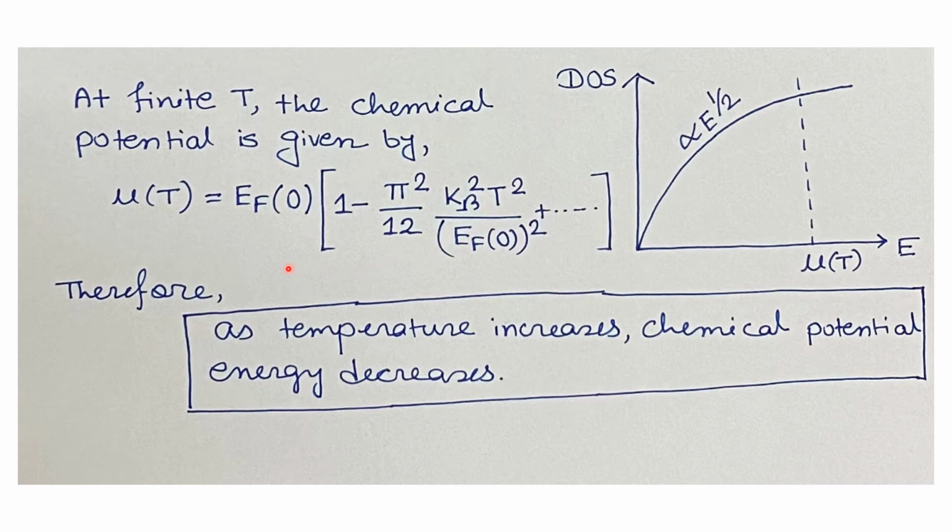So, among the four options, option A, that is, as temperature increases, the chemical potential decreases, is the correct one. Now, we will verify the other three options.